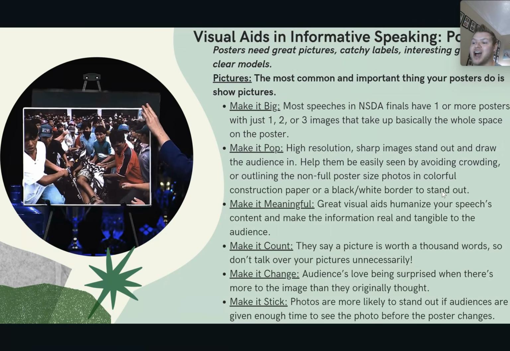But if a picture does not need to be so huge to be clearly seen that it should take up most of your visual aid board, then maybe make it a handheld instead of a poster on your visual aid. You also need to make the pictures pop. High resolution, sharp images stand out and draw the audience in. Help them be easily seen by avoiding crowding them with other elements, or outline the pictures in colored construction paper. So if the picture is not so big that it takes up the whole poster, consider outlining the picture if there's going to be black space around it, in colorful construction paper or a white or black border like this one, to make it stand out more.